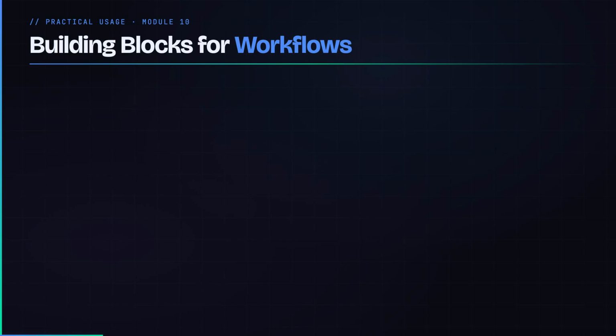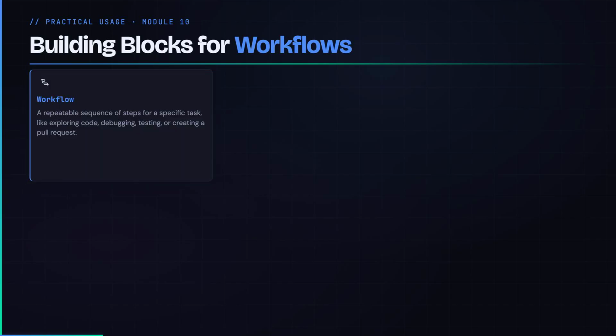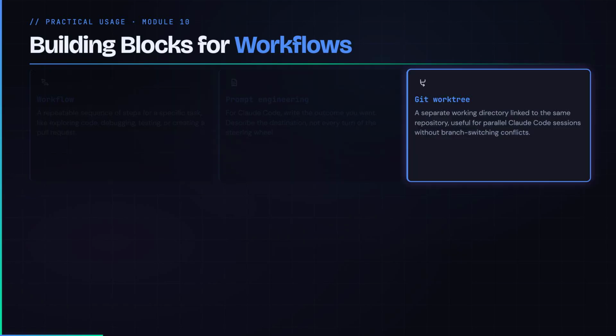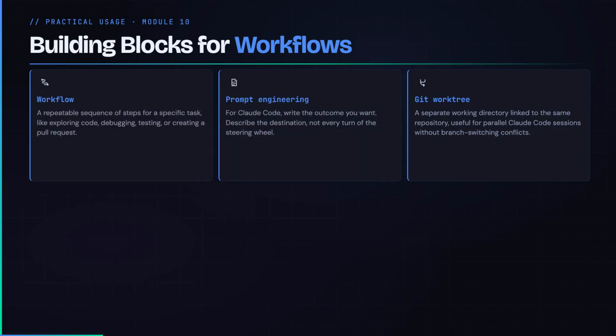Before we use the recipes, we need the 3 ingredients. Think of a workflow as a recipe card. It is a repeatable sequence for a task, like exploring code, fixing a bug, writing tests, refactoring, or creating a pull request. Think of prompting like giving a destination to a driver. With Claude Code, describe the outcome you want, not every tiny turn it should take. Think of a Git work tree as a second desk connected to the same filing cabinet. It gives a separate directory for parallel Claude Code sessions without branch switching conflicts.